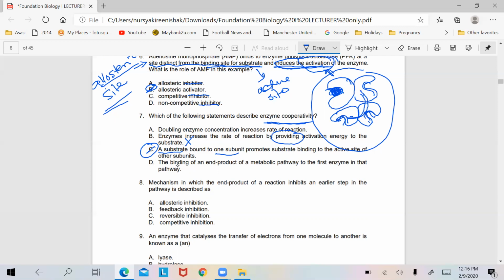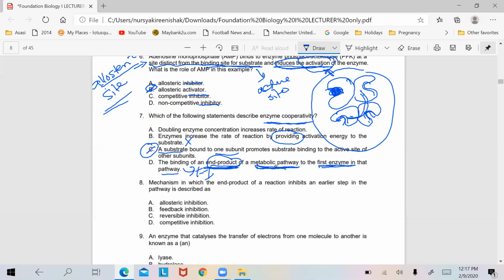And then for statement D, the binding of an end product of a metabolic pathway to the first enzyme in that pathway. This one basically describes feedback inhibition. In feedback inhibition, the end product is the inhibitor, usually for the first enzyme of the metabolic pathway. The end product becomes basically an allosteric inhibitor. It binds to the allosteric site of the first enzyme of the metabolic pathway. What is a metabolic pathway? A metabolic pathway is the biochemical reactions that occur inside living cells, involving several enzymes and the production of several intermediate products.